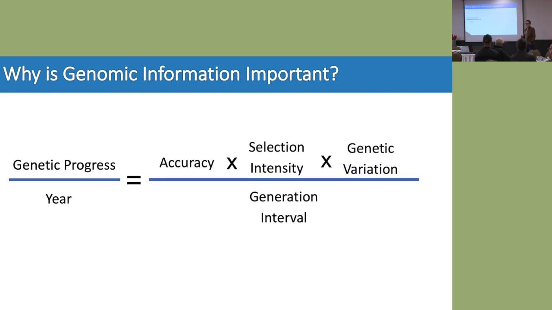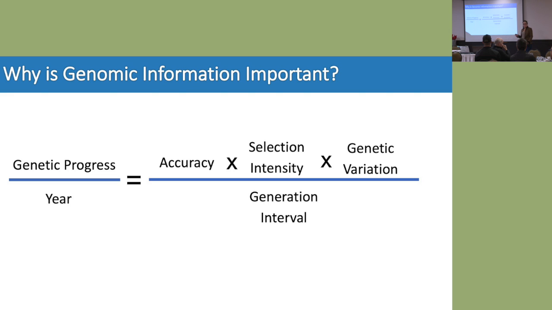I love it. Okay, genetic progress per year is equal to the accuracy: how well can you estimate what that true breeding value is? Accuracy, how accurate you are. Times selection intensity. You guys know that, how choosy you are, right? And finally, genetic variation, because you need to have that heritability component in there as well. If a trait's not genetic, you can't improve it. All of that divided by the generation interval.